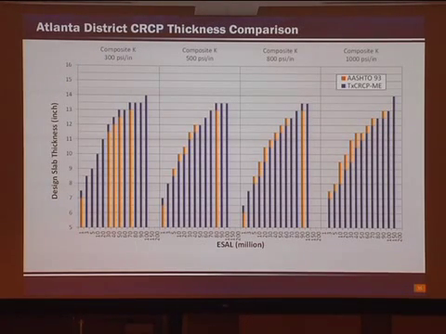So this chart shows the comparison result for Atlanta district. The X-axis is the traffic ESAL, and the Y-axis is the slab thickness. For composite base support composite K of 300, the new CRCP-ME program will have a little bit thicker or similar thickness compared to AASHTO 93. And for the high K value, the TxCRCP-ME procedure will produce a little bit thinner slab thickness.